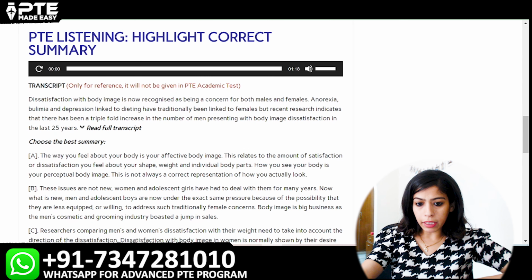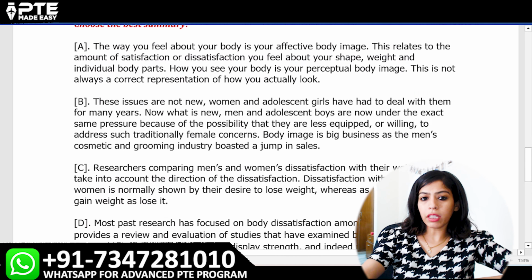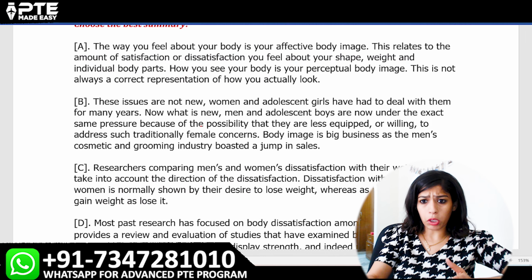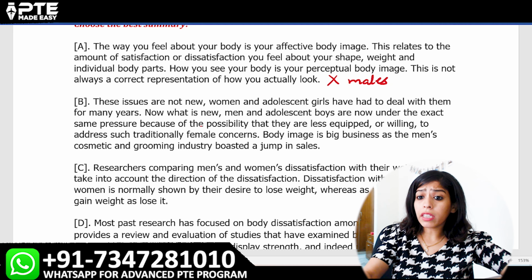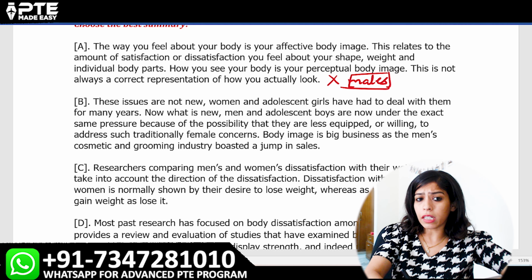Now, let's look at the options. The first one is: the way you feel about your body is your effective body image. This relates to the amount of satisfaction to dissatisfaction you feel about your shape, weight, and all. So this cannot be the answer because here they are not at all talking about males. However, in the audio, they were talking about males, 3 times the ratio, muscle enhancing drug. Here, they did not talk about anything like such. So, definitely the answer is wrong.